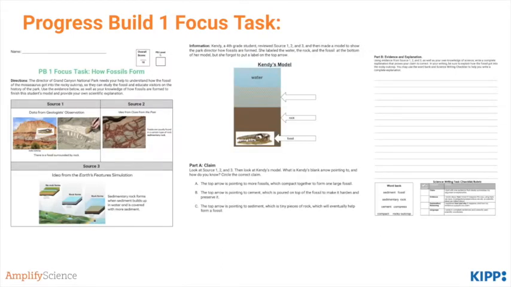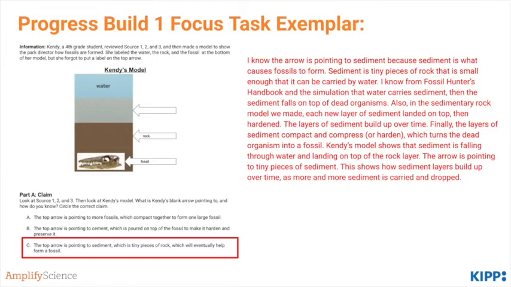For the Progress Build 1 focus task, students take this understanding and apply it to the rocky outcrop in Grand Canyon National Park, explaining to the director how on earth that fossil got there. Please take a few minutes to complete this task and then check back here for an exemplar answer. Go ahead and pause now. Great, here's an exemplar response. Go ahead and compare it to your own, pausing now.